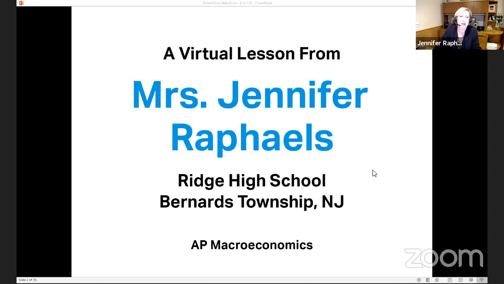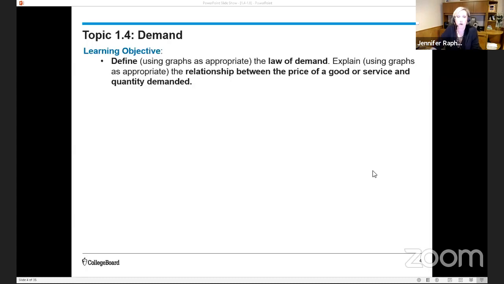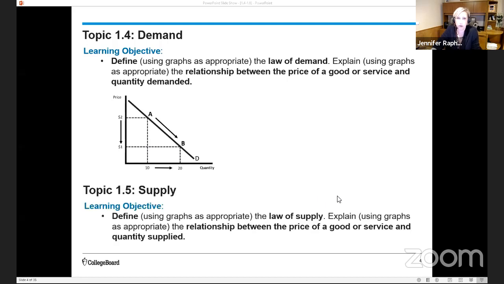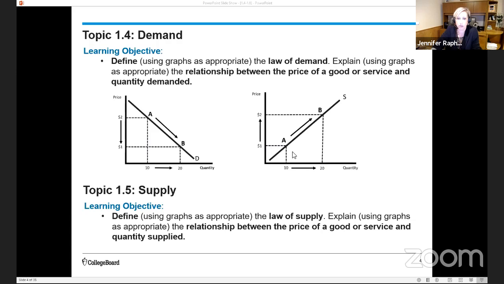Okay, so what we're going to be reviewing tonight is the law of demand, which, as you know, describes the relationship between the price of a good or service and the quantity demanded of that service. So there's a demand curve for us. We're also going to be reviewing the law of supply, which describes the relationship between the price and the quantity supplied of a good. There's a nice upward sloping supply curve.